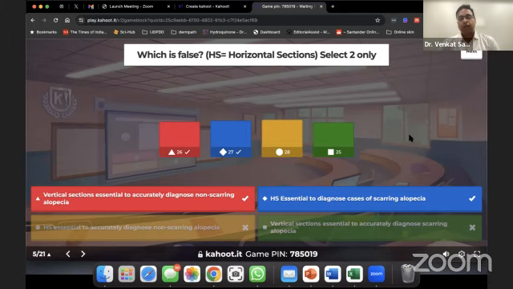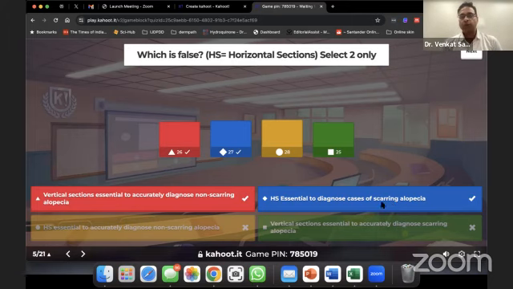Now, when you're looking at scarring alopecia, you want to look at the epidermis. So therefore, you need to look at a vertical section. If you're doing only horizontal sections, you often miss the epidermis. Okay? So vertical sections are essential to accurately diagnose scarring alopecia. Yes, horizontal sections are also helpful, but you also need a vertical section when you're dealing with scarring alopecia. So what are false? Vertical sections are essential to accurately diagnose non-scarring is actually false. They're not essential. Horizontal sections are essential to diagnose scarring alopecia is false because you can make a diagnosis of scarring alopecia even on vertical sections.